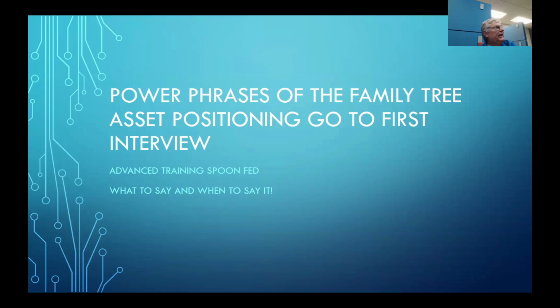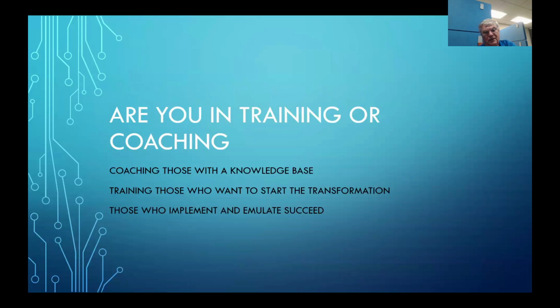So if you're on the advanced training, spoon-fed 30-day training, you can go to that. If you're on the fast track, you can go to those same chapters, chapter 21, 22, 23, 24. But it tells you what to say and when to say it. And it works in person, it works on the phone, it works on a Zoom call. So I need to ask you the question, are you in training or in coaching? Coaching those with a knowledge base or training those who want to start the transformation.